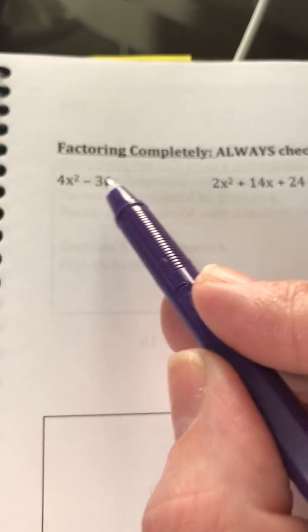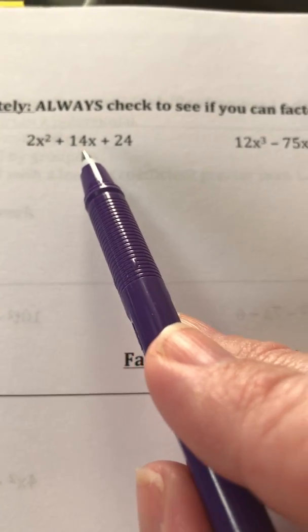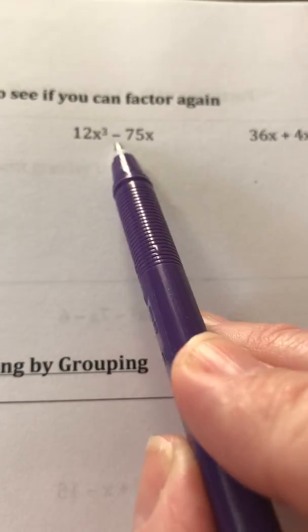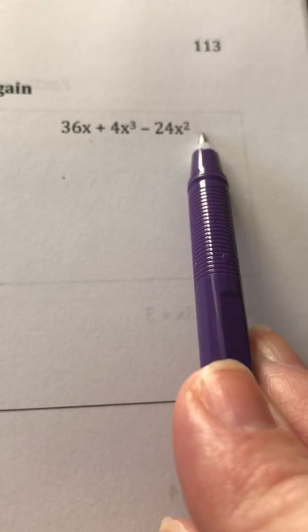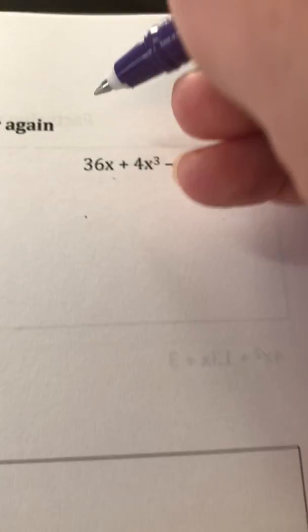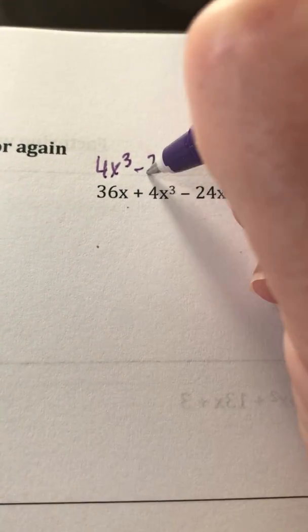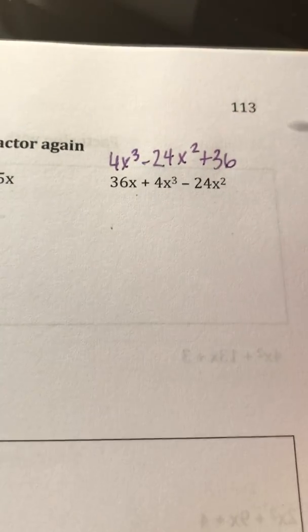In addition, when you're factoring, you always want to make sure that your polynomial is written correctly, meaning that you have the largest degree first, and your terms will count down degrees. Okay, so we have x to the third and then x. Over here we have x, x to the third, x squared. So before we factor this one, we want to rewrite it so that it says 4x cubed minus 24x squared plus 36. Okay, now you can factor it.